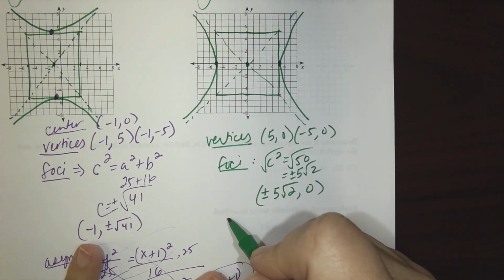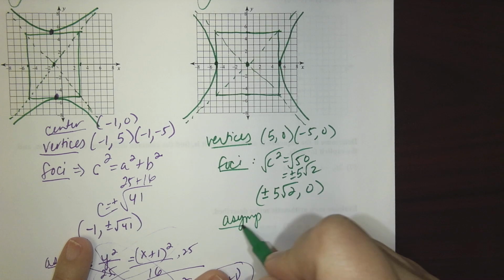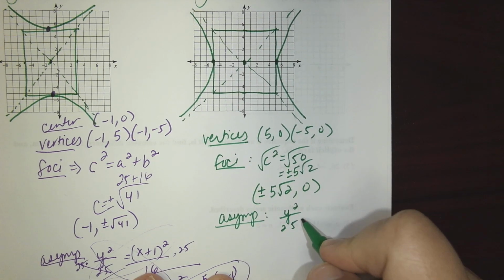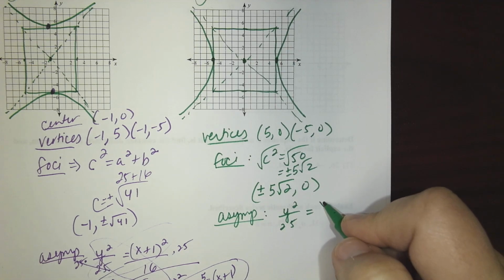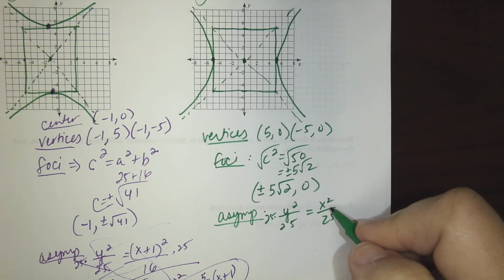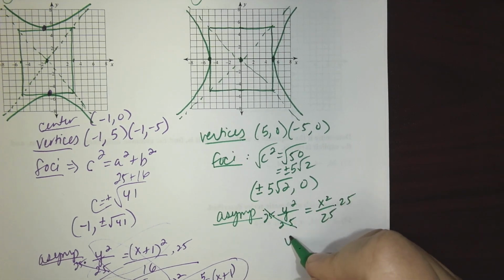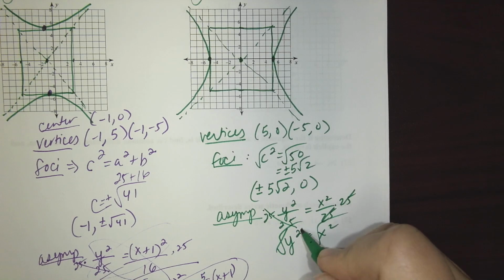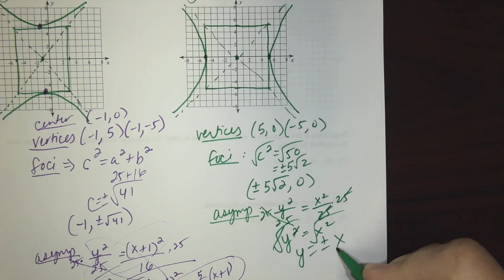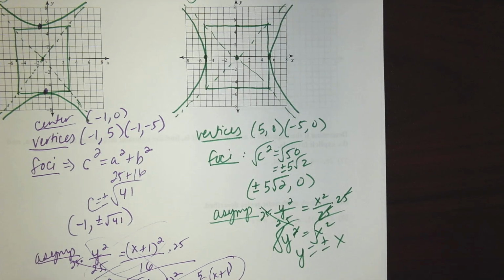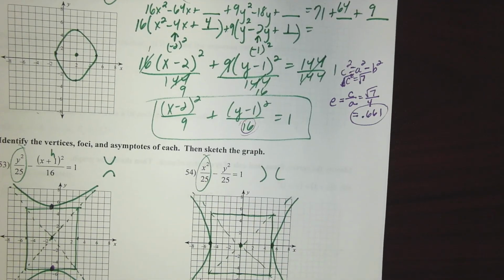And then your asymptotes would be, I'm going to put the y squared term first, because it doesn't matter. I just like the y's on the left, equals x squared over 25. And if you multiply by 25, look at this, this one's a nice one. Y squared equals x squared. Take a square root: plus or minus x. This line right here is the x line, and this one's the negative x line. So pretty easy.